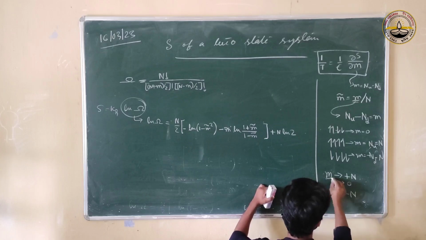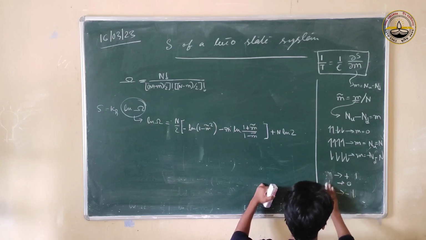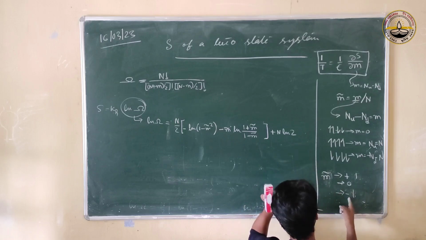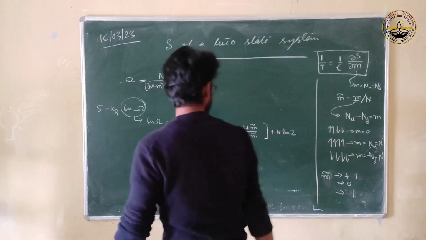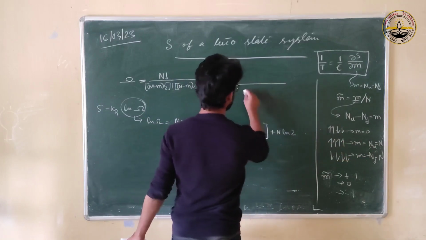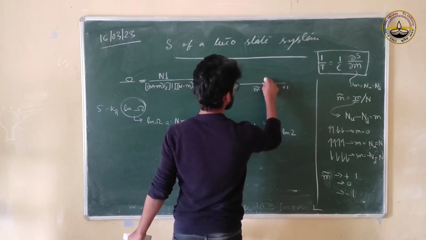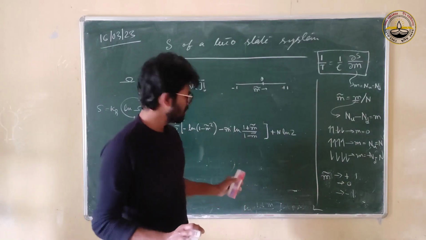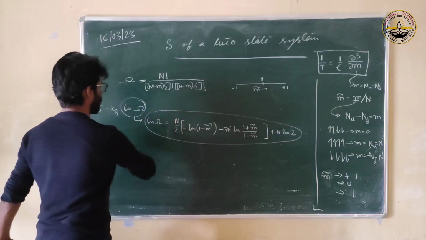Now if we take this on the other side, then this becomes plus 1, this becomes minus 1, and m by n is what? It is m tilde. So m tilde varies from minus 1 to plus 1 through 0. The m tilde variable goes from minus 1 to plus 1. In the middle, it's 0. We will need that. Okay, so this is in a very useful form now.